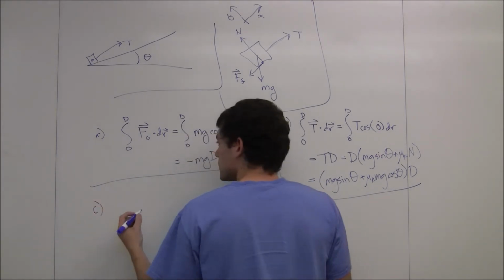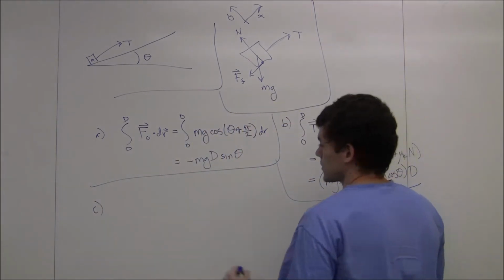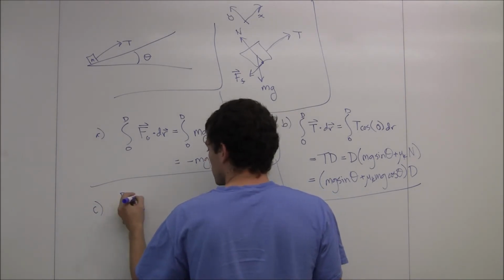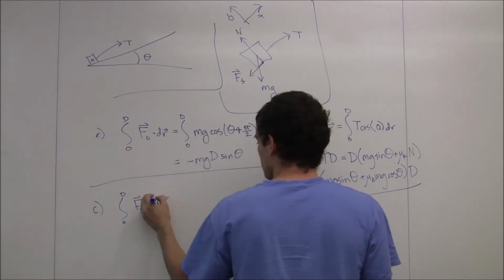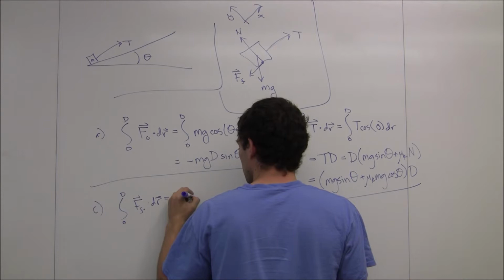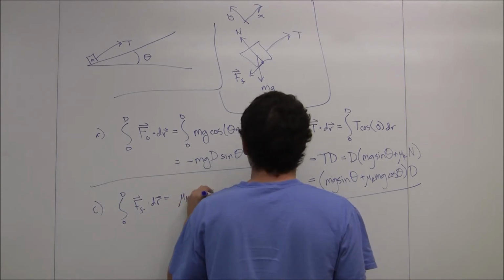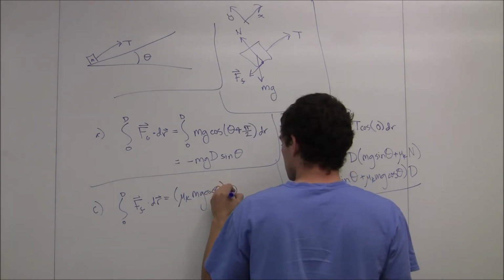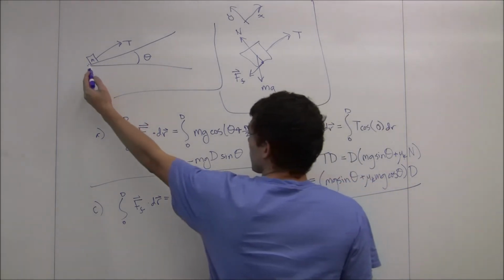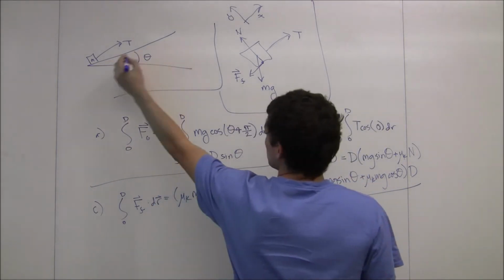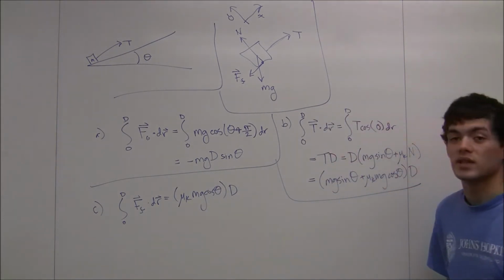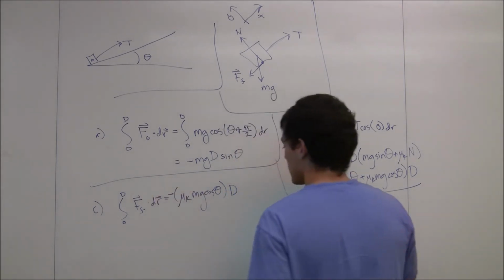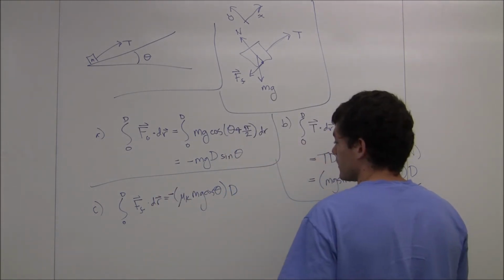Now finally for part C, we're asked what the work due to the frictional force is going to be. And once again, we're going to take the integral from 0 to d, this time of the friction force dot dr, and this is going to be mu k mg cosine theta times d, and now we need to find the cosine of the angle between the friction force and dr, which is just going to be -1 because the two are pointed in exactly opposite directions. So we're just going to add a negative there, and so that's going to be the total work due to friction.